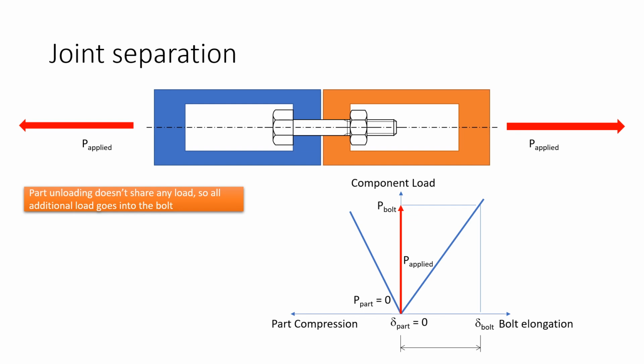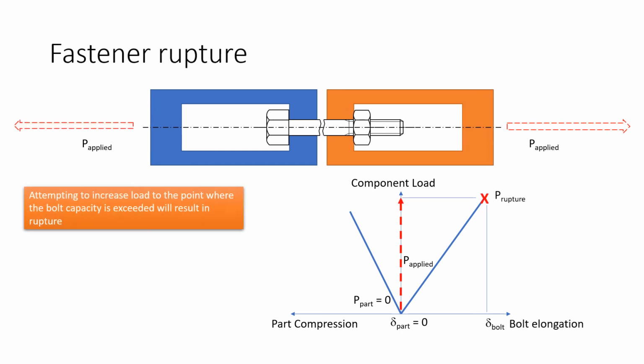What we're going to do next is apply some of that additional load so that it goes into the bolt. You'll see that attempting to increase the bolt load to the point where the bolt capacity is exceeded will result in rupture. The bolt's ruptured, it's broken apart, P applied has disappeared, it's vaporized. We went through the red X there, and somebody might have got hurt. Anyway, that's the basics of bolt load mechanics.